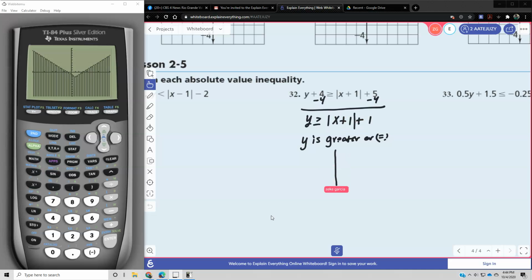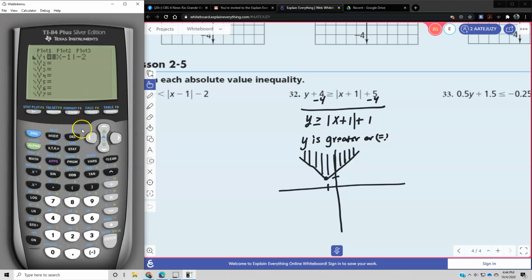So if I were to graph this, and I know the transformation, that plus 1 that's inside the absolute value means it's going to shift 1 unit to the left. Now that plus 1 on the outside means it's going to shift 1 unit up. So the new vertex is -1, 1, and it's a solid line. And since it says y is greater than or equal to, the solution will be on the line, and then everything that is greater than 1.